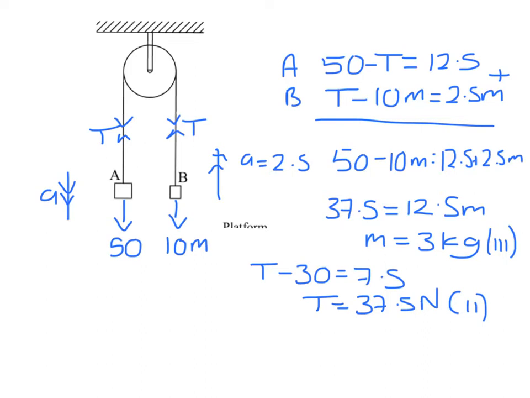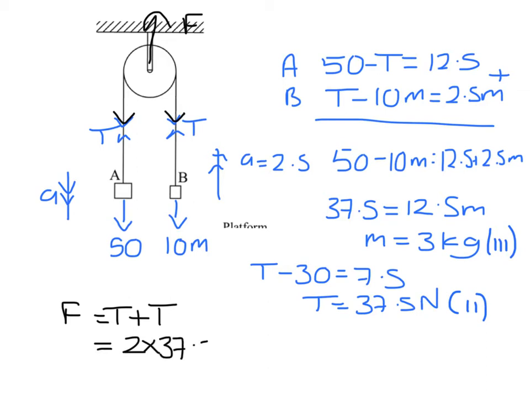So we're asked for tension first, it's 37.5, and mass, which was 3 kilograms. We're then asked for the force in the pulley. If we look at the pulley here, we have a tension acting down, a tension acting down, so there must be a force F acting up. So F will equal T plus T, so that's 2T, so that's 2 times 37.5, and that gives us 75 newtons.